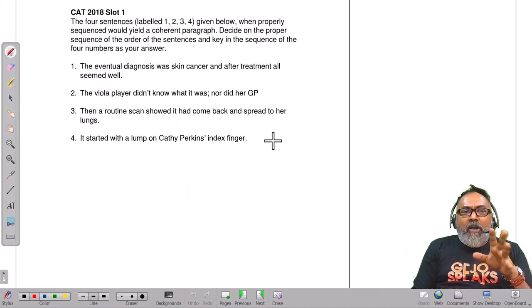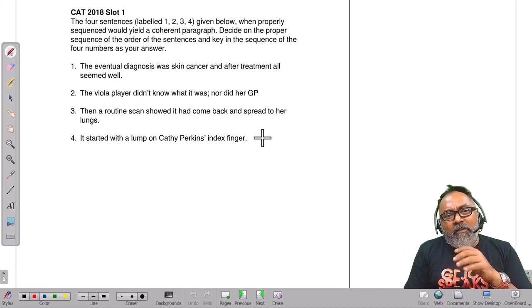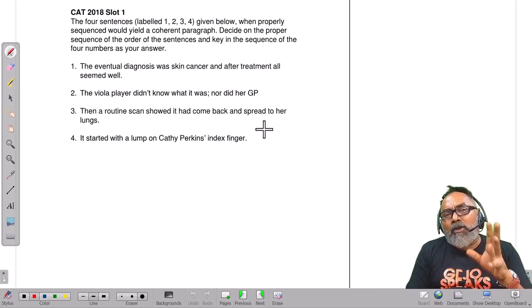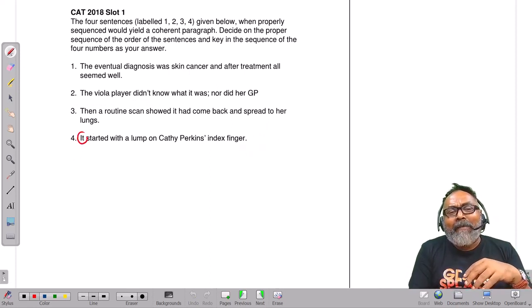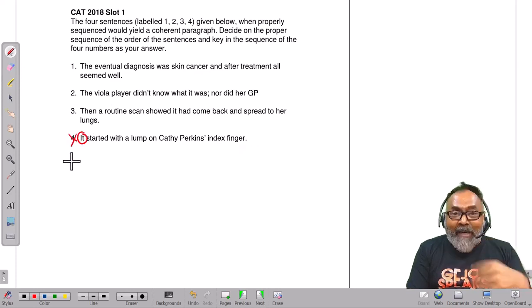Now this one is a 2018 one. This one is easy. Just wanted to put this one up, saying that just because a sentence is there, it can't be a start. Read the sentences, okay?